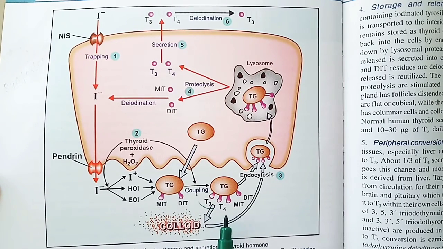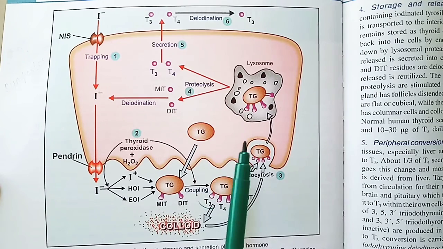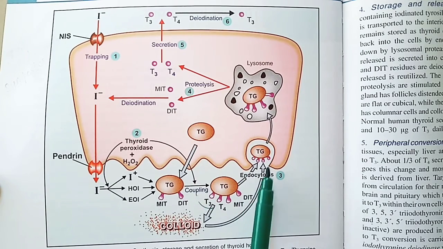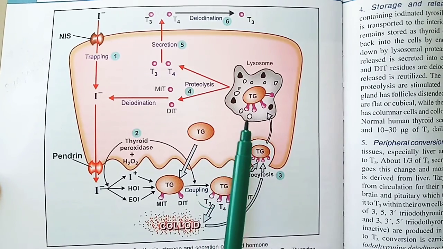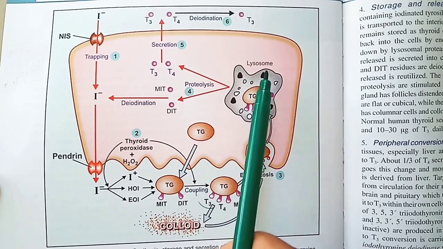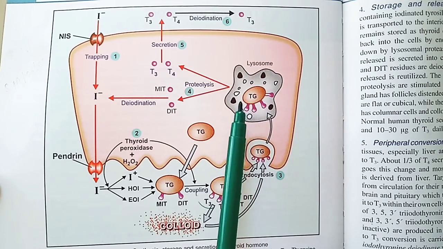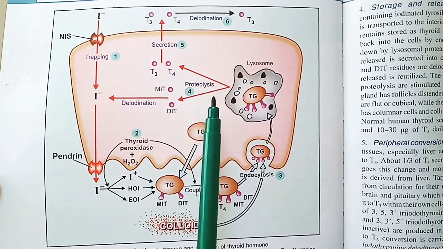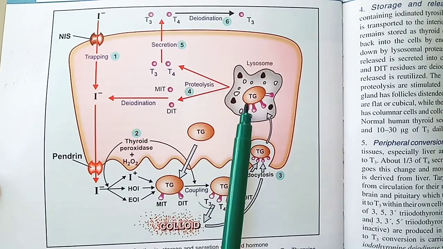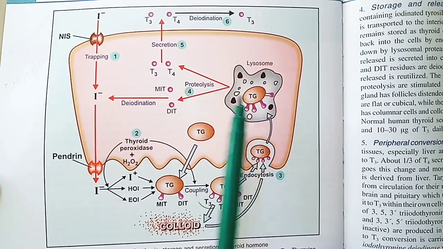These are responsible for the activity, and the hormones are synthesized. Then this again goes to the follicular cell, and by the process of endocytosis, this thyroglobulin molecule with attached T3, T4, MIT and DIT goes inside the follicular cell. Inside the follicular cell, a lysosome is formed, and in this lysosome, this molecule gets trapped. After this, proteolysis takes place and the T3 and T4 which were attached to thyroglobulin are released.